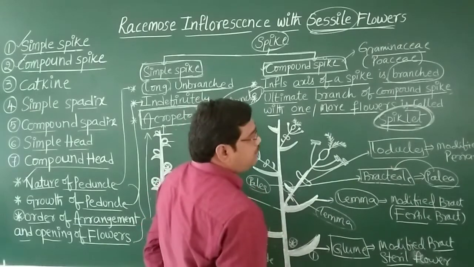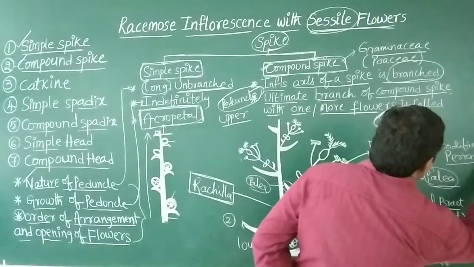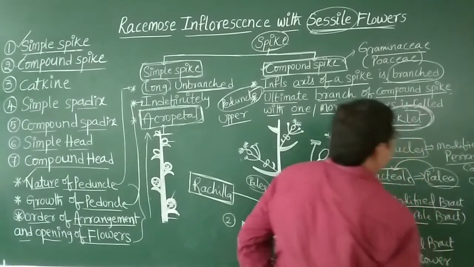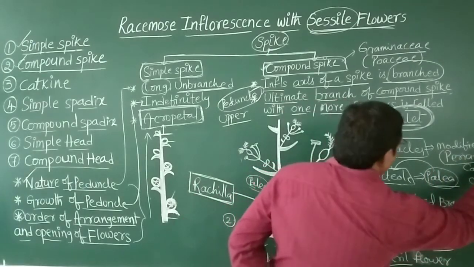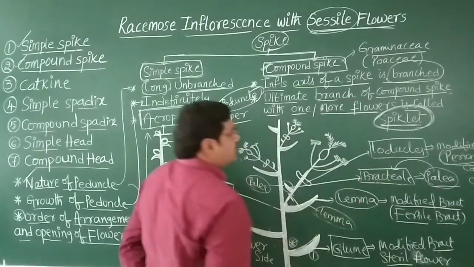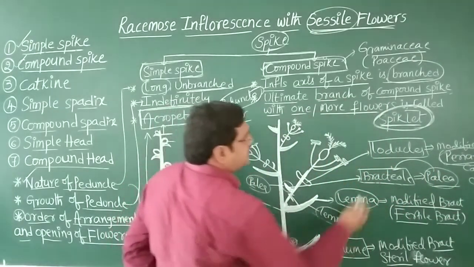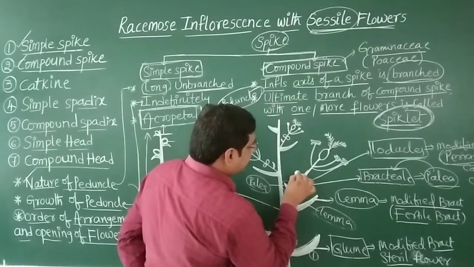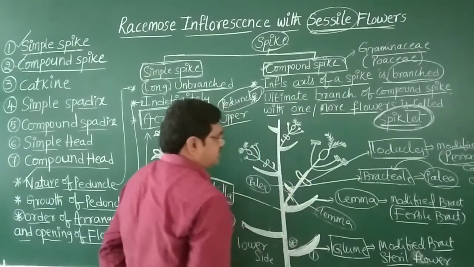Okay, what is the perianth? The perianth is composed of calyx and corolla. In this flower, the perianth is modified into the lodicules. So this is one lodicule and this is another lodicule.